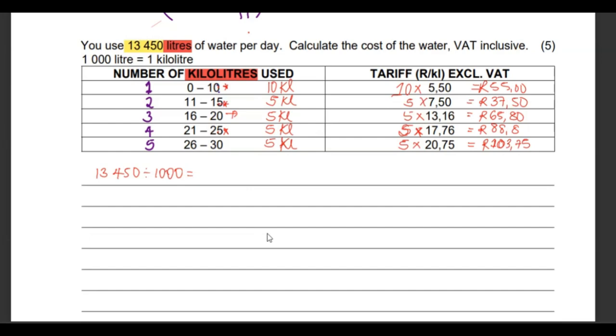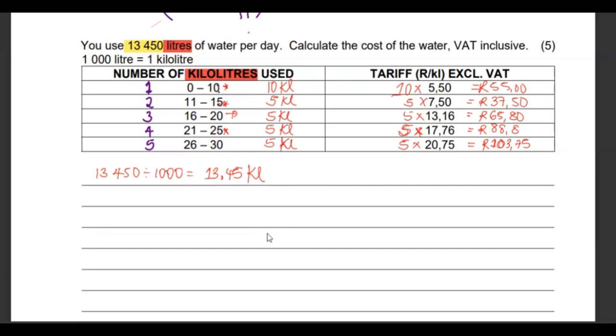So we end up having 13,45 kiloliters. All right. Remember, we are calculating the same. Calculate the cost of water, VAT inclusive, simply meaning including VAT. Why do they say VAT inclusive? Because the costs that we have here already exclude VAT. So we are looking for the VAT inclusive. So we shall need to include VAT at the end.